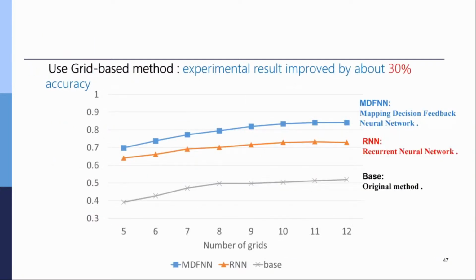We can see that compared to RNN and baseline method, our method can get an improvement of about 30% accuracy. Here we can also see the effect of grid numbers. As the grid number increases, the accuracy also rises, but the performance converges after 11 by 11 grids.